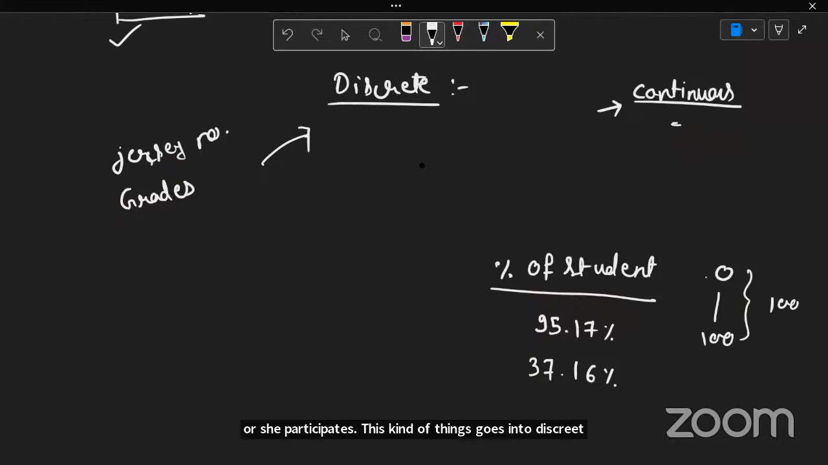Ma'am, we can say the difference here is countable and uncountable. Yes. Whenever the possible values are countable, the data is discrete; otherwise it's continuous.